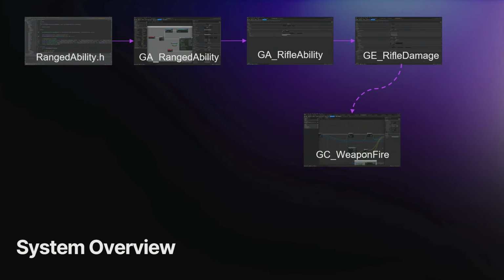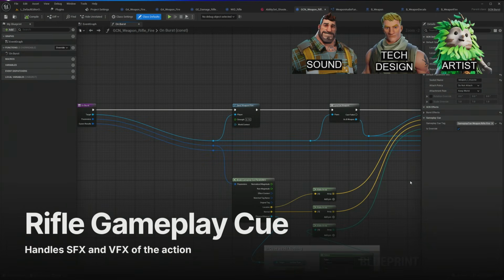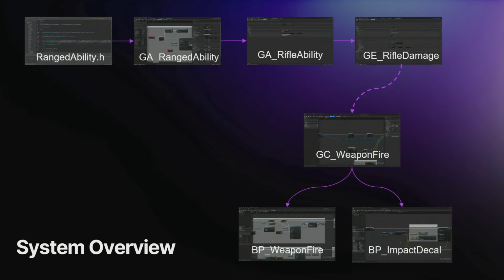GAS also uses something called gameplay cues that can be indirectly fired based on ability tags. Basically, they respond to gameplay actions, but they're only there for aesthetics. Like creating a fire particle if a player just caught fire. In this case, we have a gameplay cue that triggers when the weapon's fired. And because it's only aesthetic, this is typically for handling VFX, sound effects, and general feedback. Our sound and art teams are going to live in here.